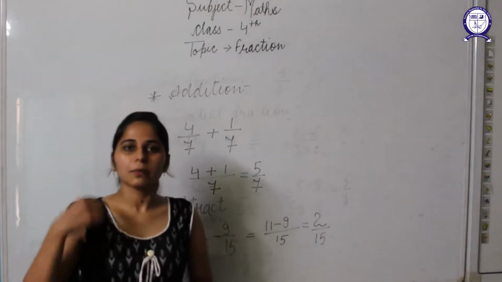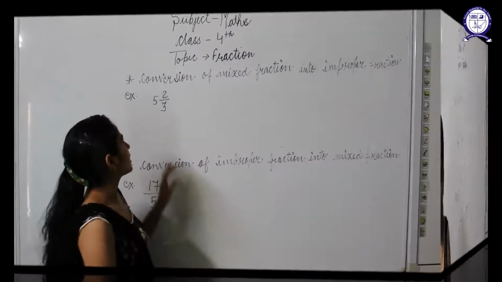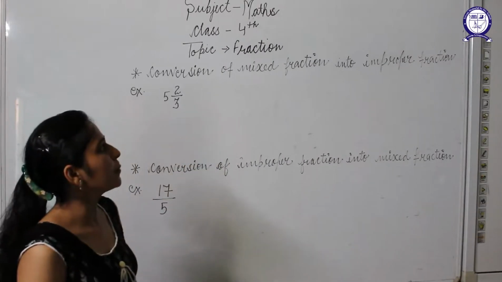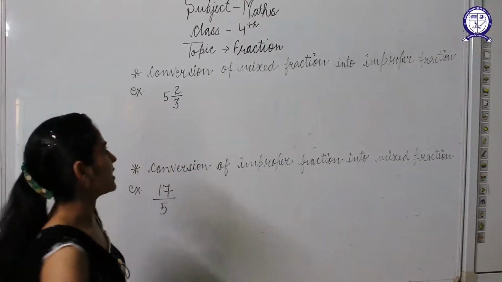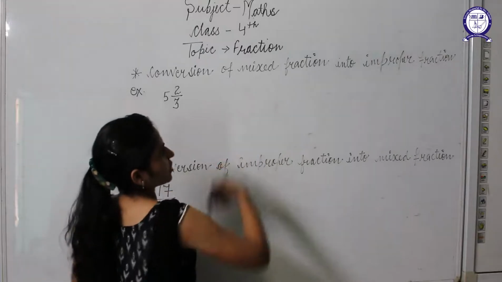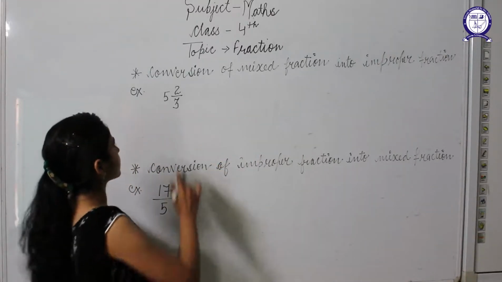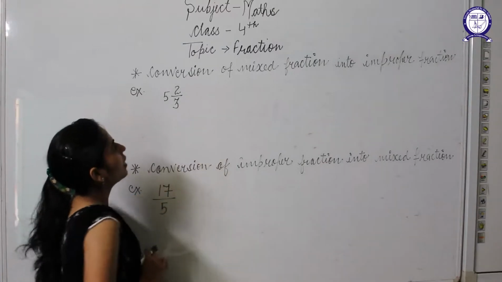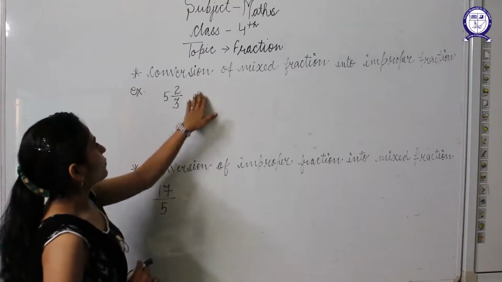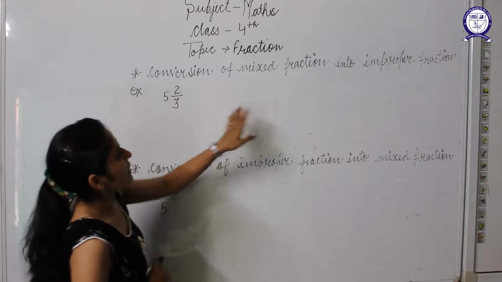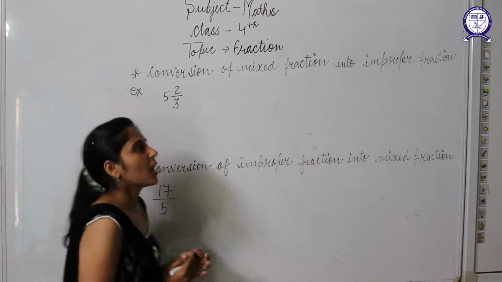Now we will discuss conversion. Now students, our first topic is conversion of mixed fraction into improper fraction. As you know, a mixed fraction is a fraction which carries a whole part and another proper fraction. So here we have an example, that is 5 2 by 3. We will convert this mixed fraction into an improper fraction. So how will we convert?